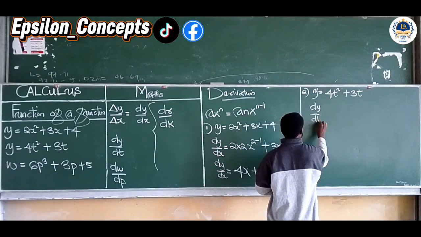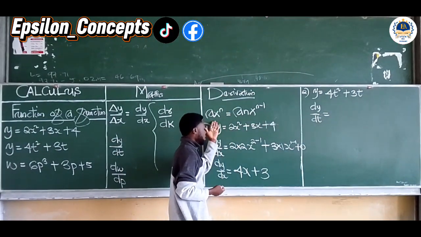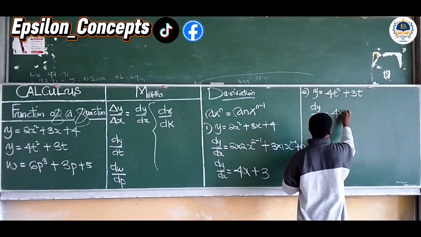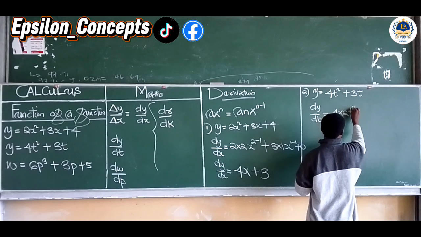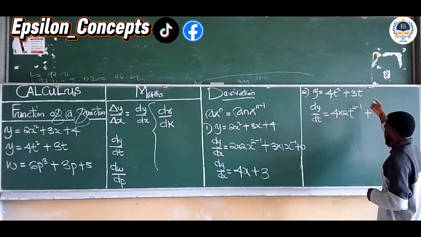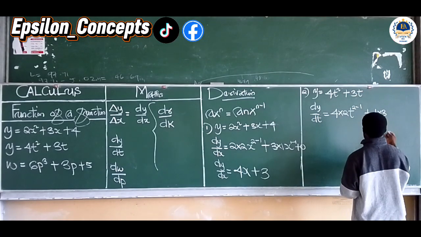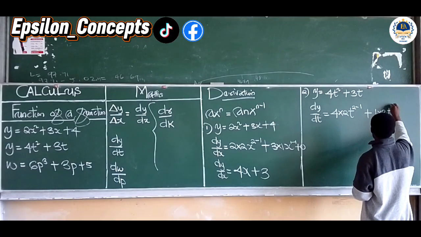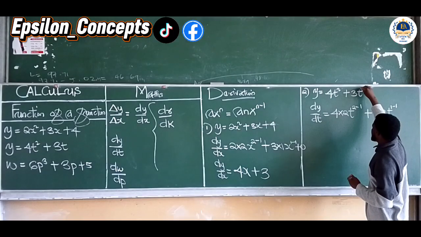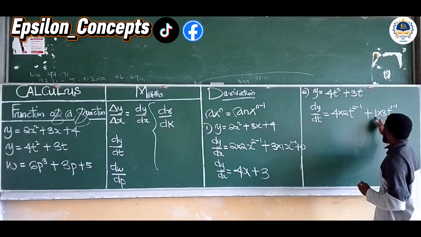So we have dy over dt would equal, applying the derivation formula, 4 times 2, then t raised to the power of 2 minus 1, plus, applying the formula over here, we have 3 times 1, t raised to the power of 1 minus 1. Take note that the power at this t is 1. So if you multiply this by this, you obtain 1 times 3.